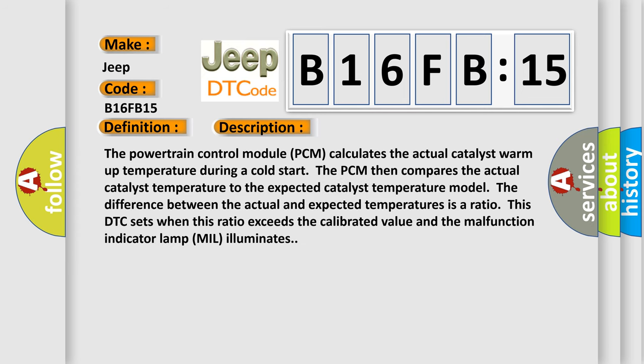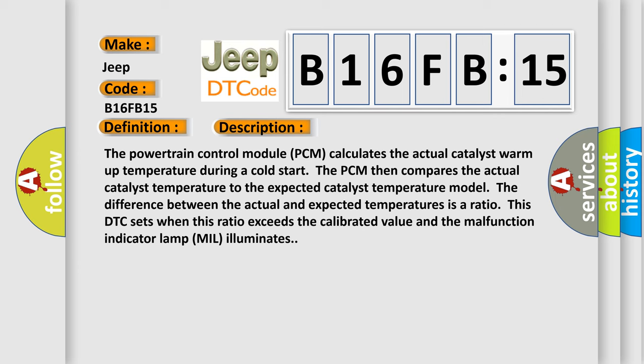The powertrain control module, PCM, calculates the actual catalyst warm-up temperature during a cold start. The PCM then compares the actual catalyst temperature to the expected catalyst temperature model. The difference between the actual and expected temperatures is a ratio. This DTC sets when this ratio exceeds the calibrated value and the malfunction indicator lamp illuminates.